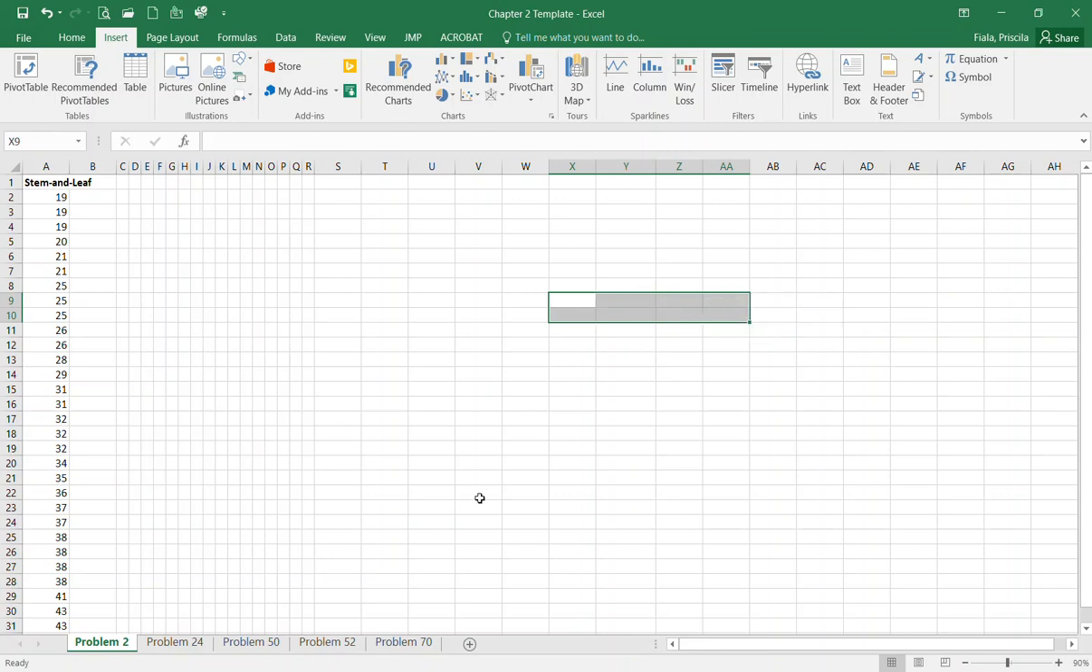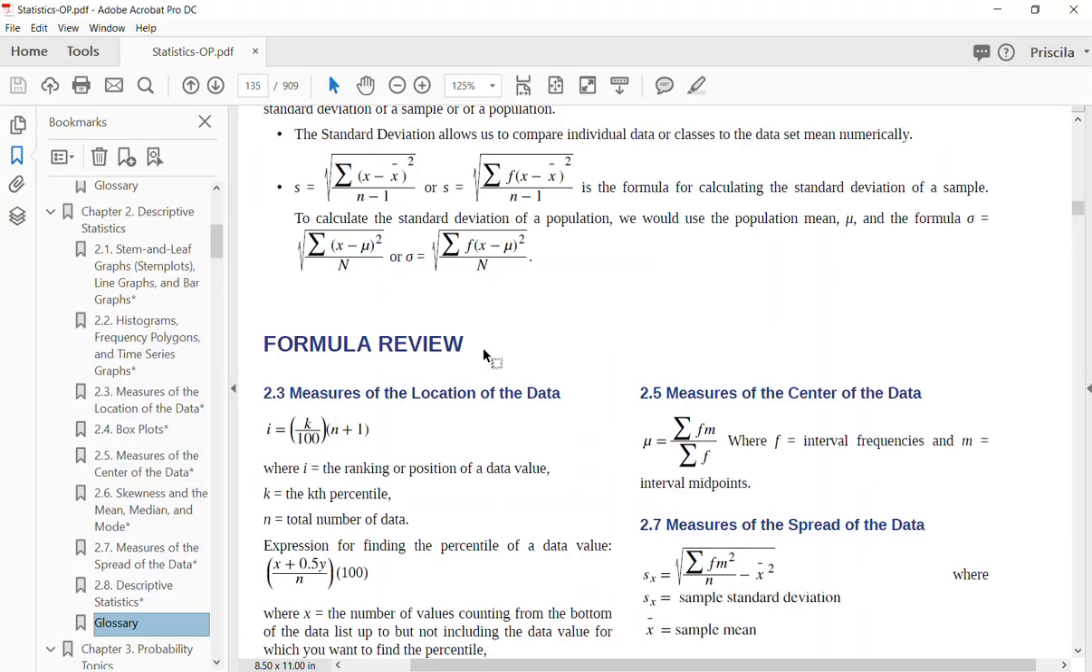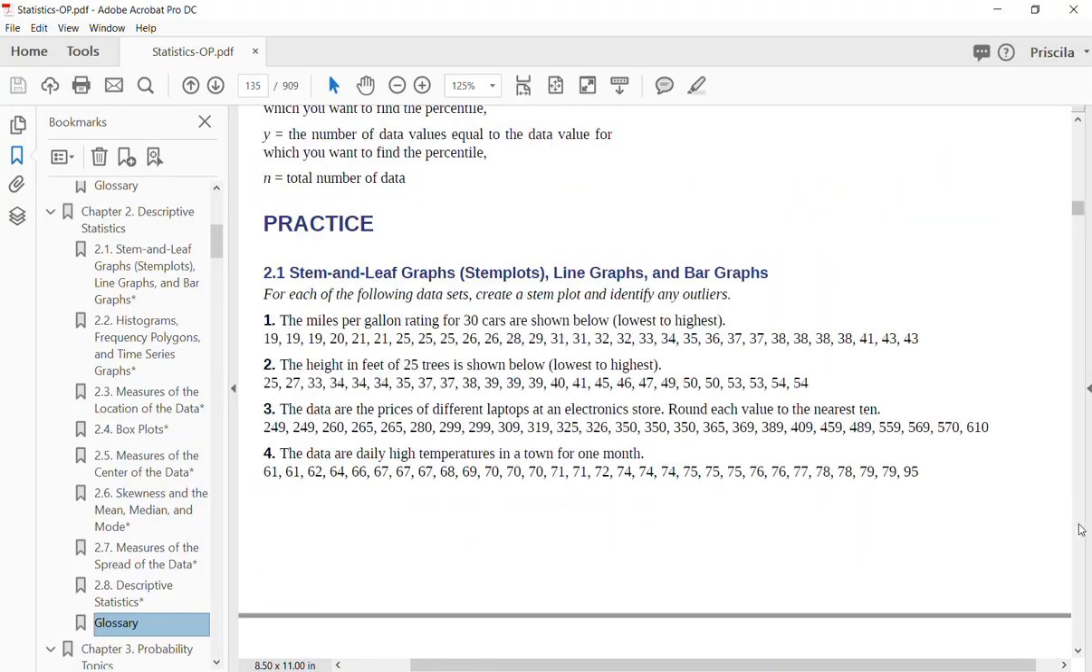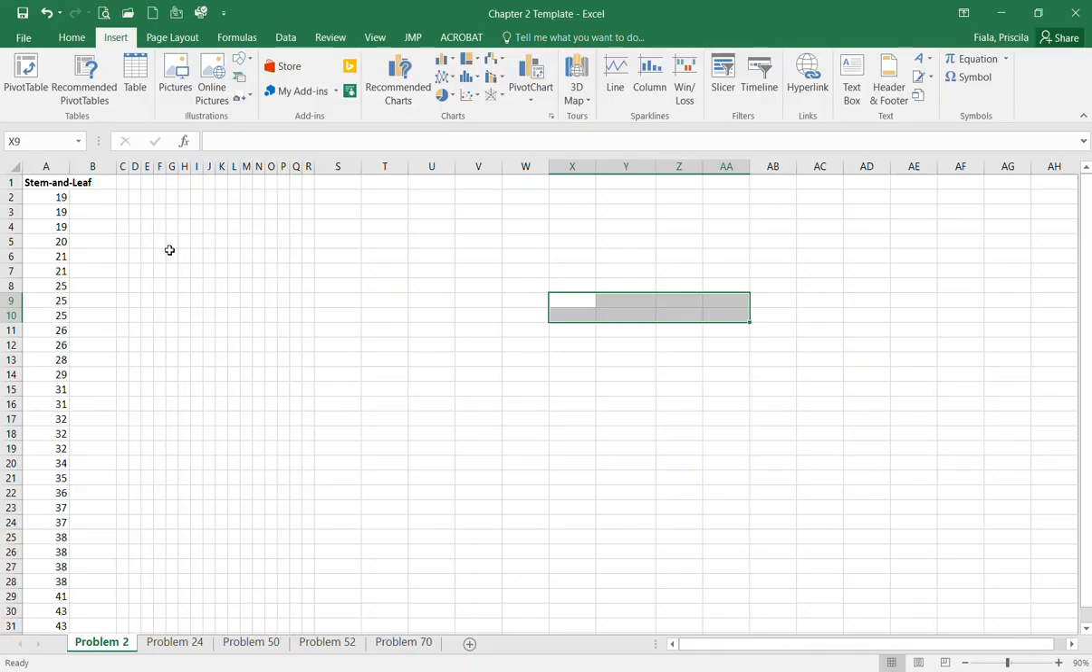Okay, let's get rid of that. Problem 2 of your book is talking about a stem and leaf graph. The name derives because you are putting the first digits of your values on a vertical stem, and then they're called leaves because you're putting the second digit, or should I say the last digit, on the leaves right next to it.